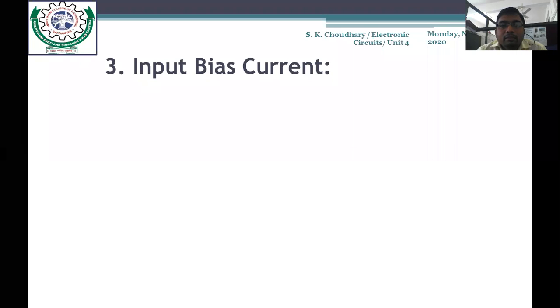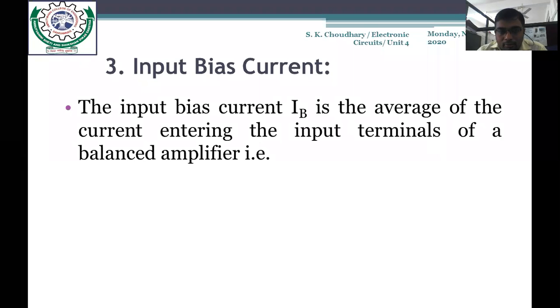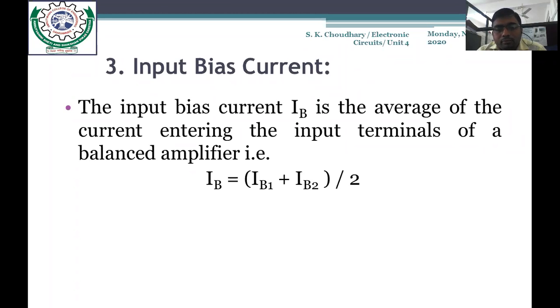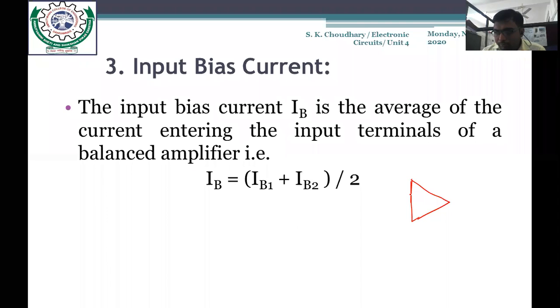Now, the third parameter is input bias current. So input bias current, IB, is the average of the current entering the input terminals of the balanced amplifier. That is, IB is equal to IB1 plus IB2 upon 2. So you can understand with the help of this diagram also what is the input bias current. You can draw this diagram, whatever I am drawing here.